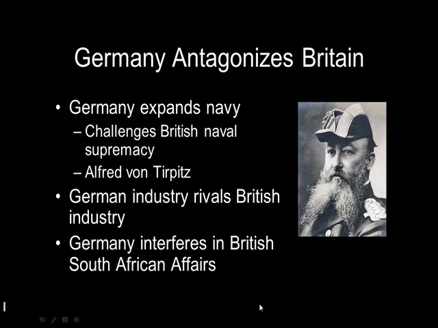Alfred von Tirpitz was born on March 19, 1849 in Küstrin in the Prussian province of Brandenburg. He was the son of a civil servant. Tirpitz signed up for the Prussian Navy in 1865. Prussian. Persia is Iran. Prussia is the biggest part of Germany. Prussian Navy in 1865 as a midshipman.